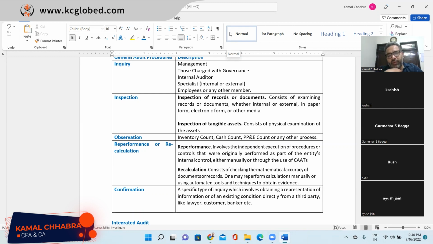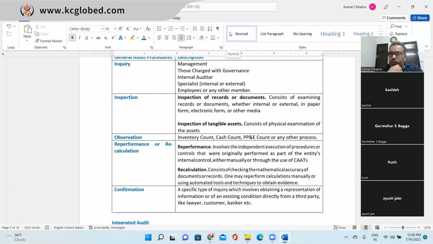So you can do inquiry with management, with those charged with governance, internal auditors, specialists, or employees, which may be middle level employees, or top level management, head of the department. All these things come under the inquiry procedure.